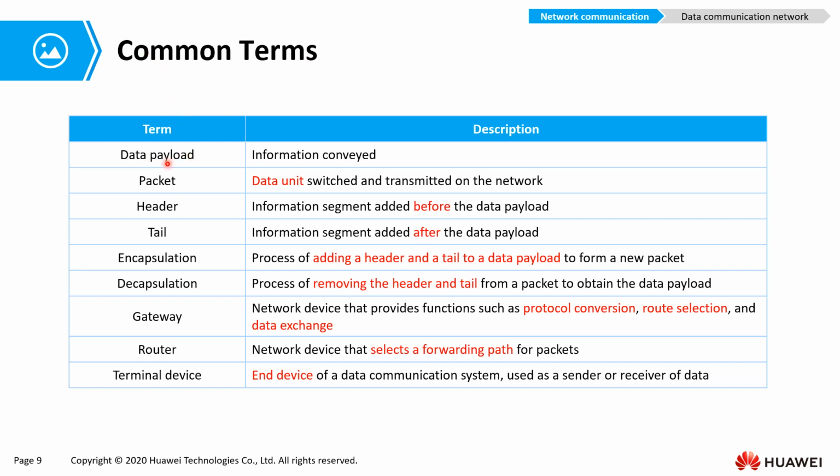Common terms: data payload, information conveyed; packet, data unit switched and transmitted on the network; header, information segment added before the data payload; tail, information segment added after the data payload; encapsulation, process of adding header and tail to a data payload to form a new packet; decapsulation, process of removing header and tail from a packet to obtain the data payload; gateway, network device that provides functions such as protocol conversion, route selection, and data exchange; router, network device that selects a forwarding path for packets; terminal device, device in the data communication system used as a sender or receiver of data.